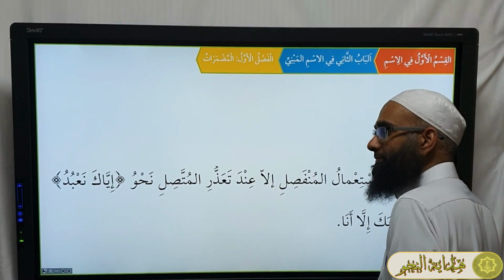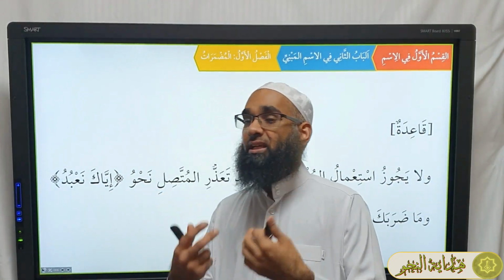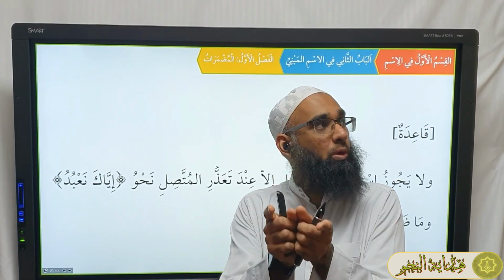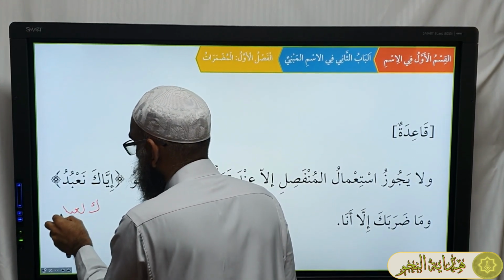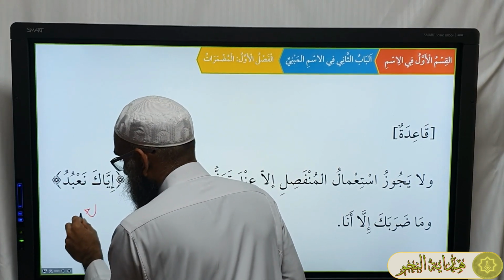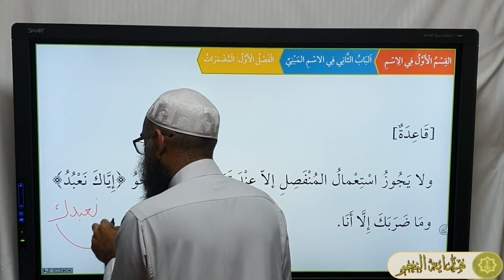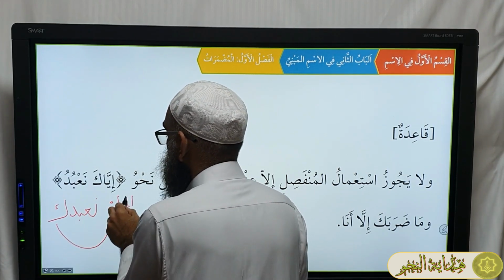For example, إِيَّاكَ نَعْبُدُ. The إِيَّاكَ is brought first to create taqdeem. And taqdeem creates emphasis. Only you we worship. Now we can't say here, كَ نَعْبُدُ. Because the zamir is what? So, we can say نَعْبُدُكَ, but it wouldn't give the desired meaning. So you bring taqdeem. When you bring taqdeem now, we can't bring كَ نَعْبُدُ. We have to say إِيَّاكَ.